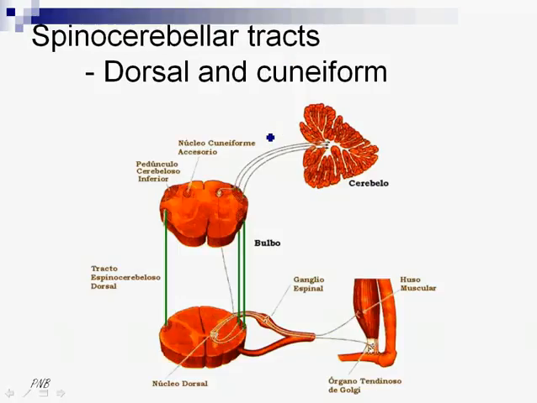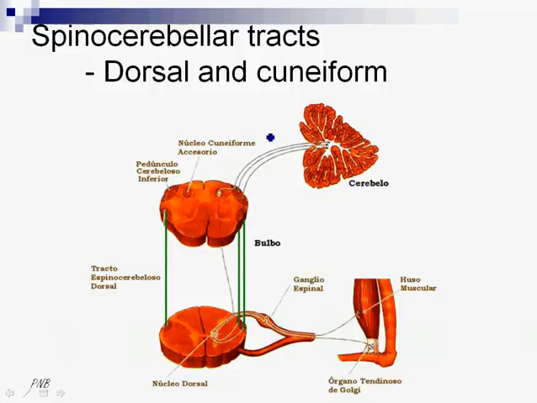And finally, we will speak about dorsal and cuneiform spinocerebellar tracts. They both bring information from muscular spindles and Golgi tendon organs. The difference is that the dorsal spinocerebellar tract brings information mainly from lower limbs and lower part of the trunk, whilst cuneiform spinocerebellar tract brings information from upper limbs and upper part of the trunk.